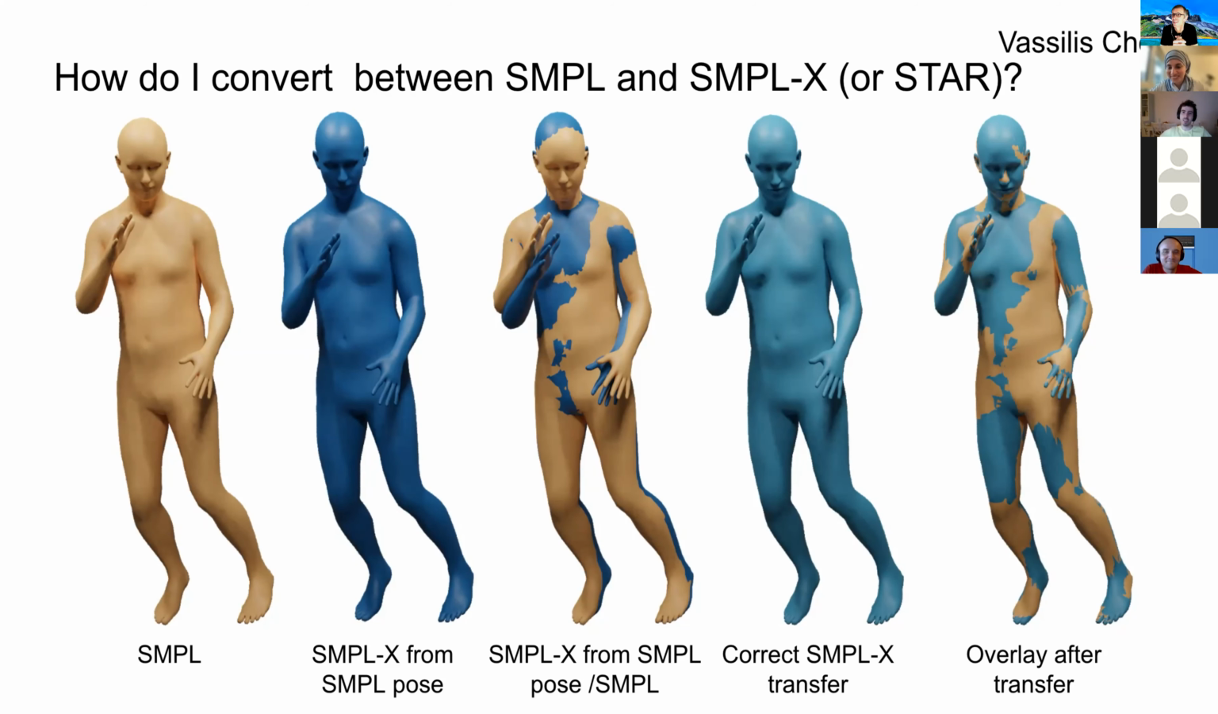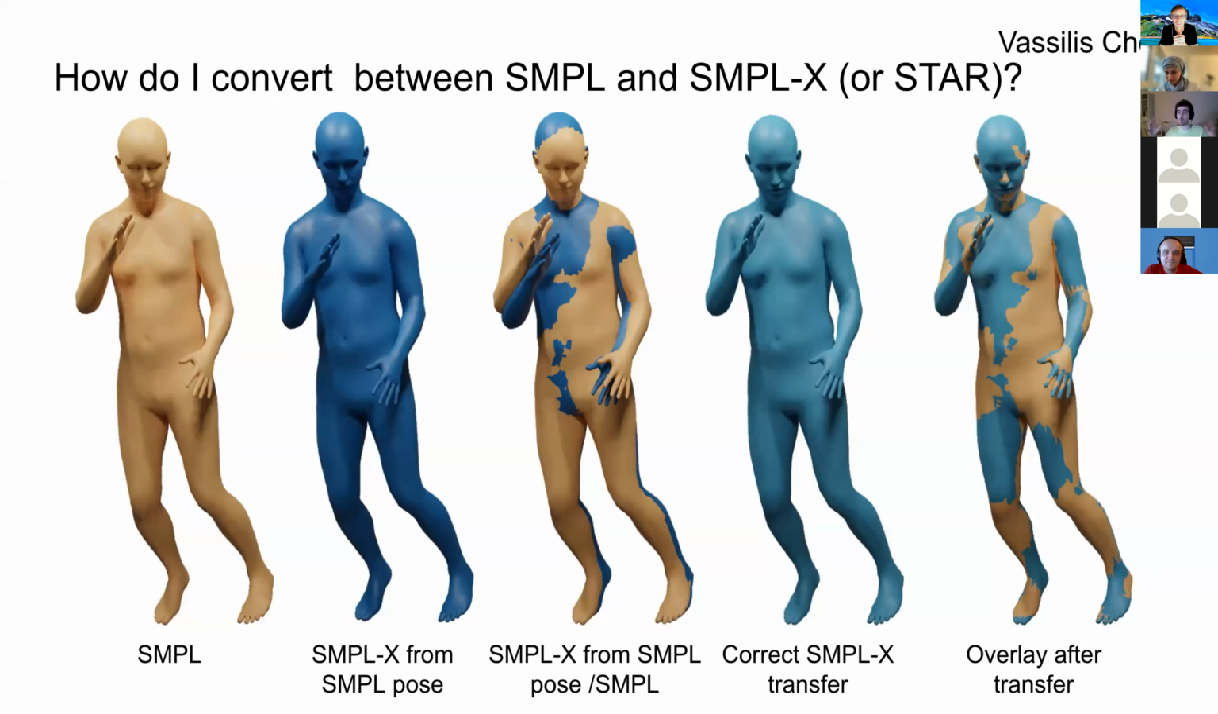So the models are trained from scratch. They don't share the shape space. So if you have one body described by, let's say, 10 betas in SMPL, these 10 betas represent a different body in SMPL-X. And this doesn't hold just for shape, this also holds for pose.